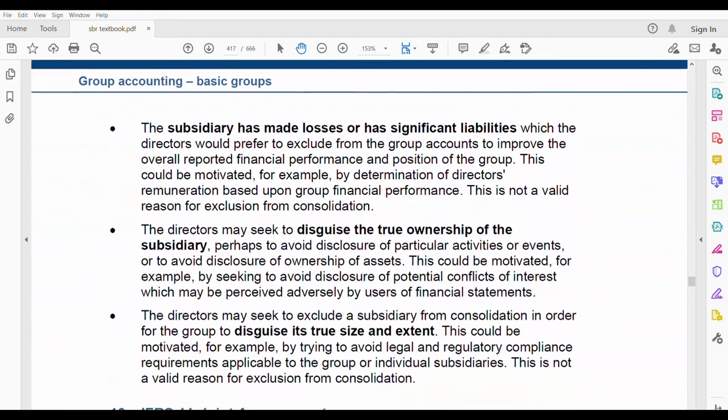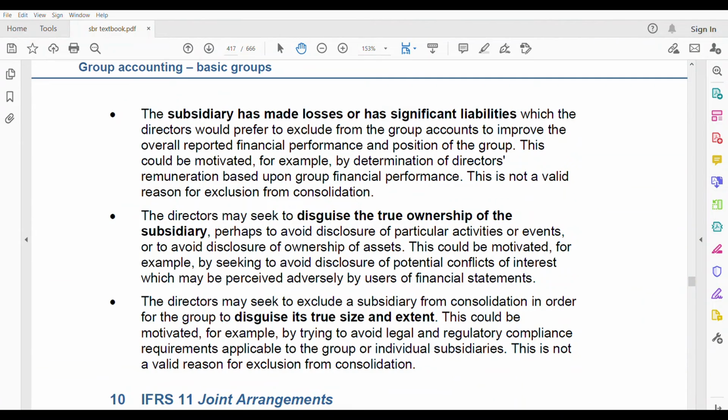Next, the subsidiary has made losses or has a significant liability. What should you do? Definitely parents may want to exclude this because it is loss making and has significant liabilities. It will affect the group as a whole. The group's performance will come down because of it, because they want to show improved financial performance and position of the group by not including it, right? But this is not permitted.